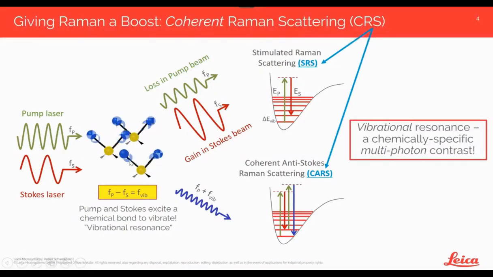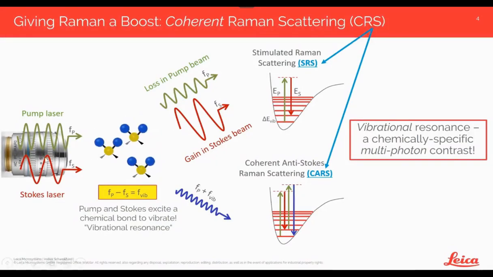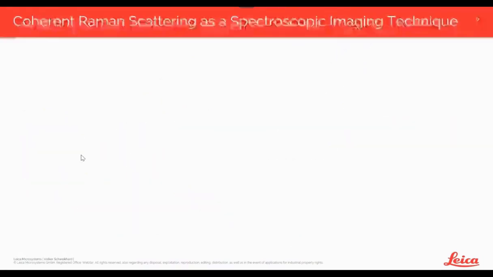And they both require, as a key condition, the vibrational resonance of the two exciting laser beams. So both processes only take place when the frequency difference between the two laser fields exactly matches the vibrational resonance of the molecules. So combining those two laser beams into a laser scanning microscope then gives us a way to do vibrational specific microscopy using these coherent Raman processes.